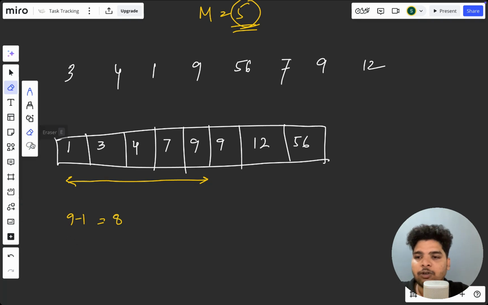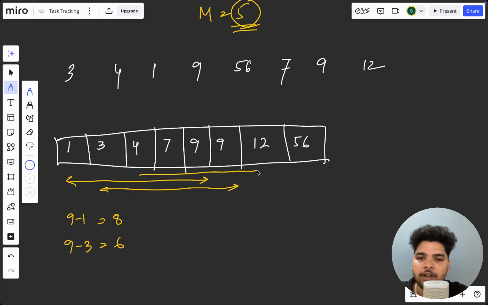Now what will I do? I'll take the next five elements, from here to here. If I take this, what will be the maximum? 9. What will be the minimum? 3. What will be the difference? 6. Now if I take from here to here, what will be the maximum?